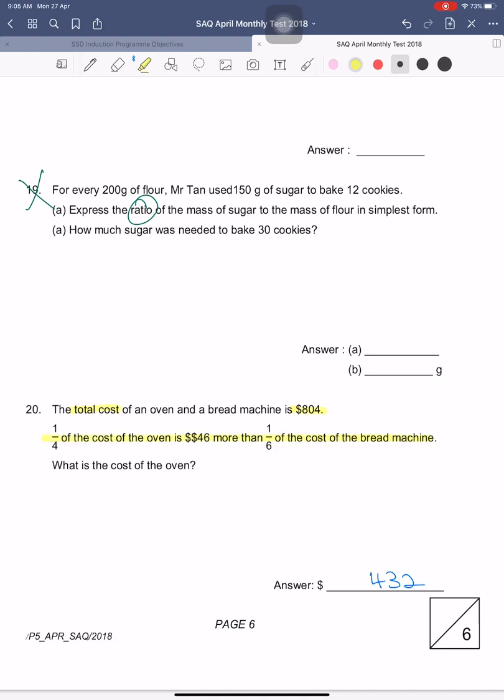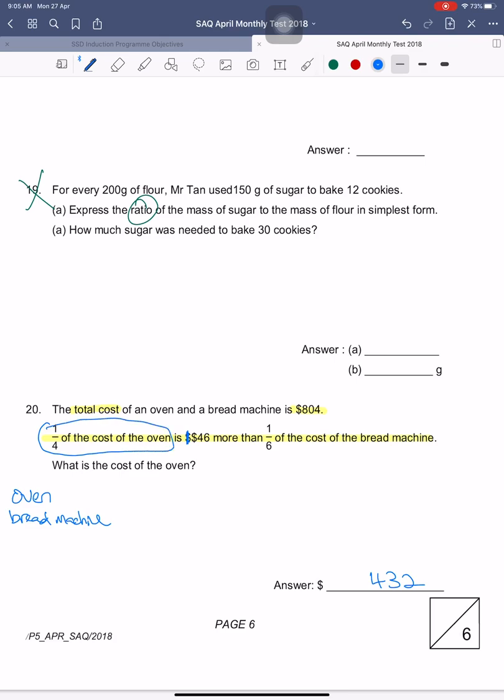Okay, 1/4 of the cost of the oven is $46, sorry for this typo error, more than 1/6 of the cost of the bread machine. Now what does that mean? Okay, meaning to say, if I were to draw the oven and bread machine, meaning 1/4 of the cost.